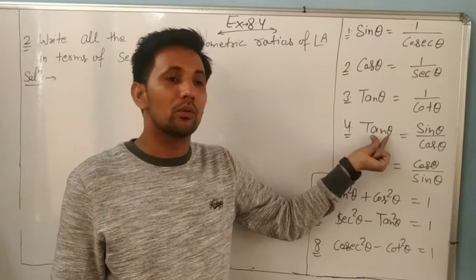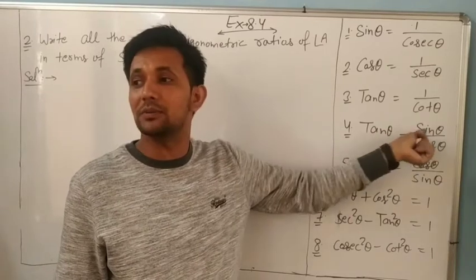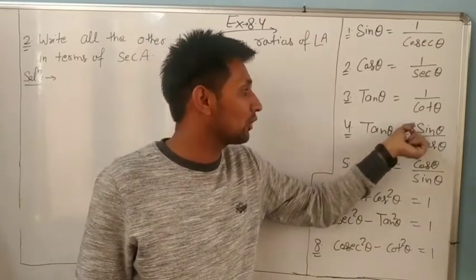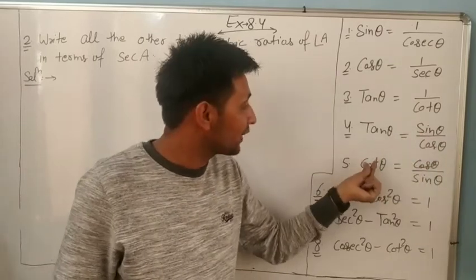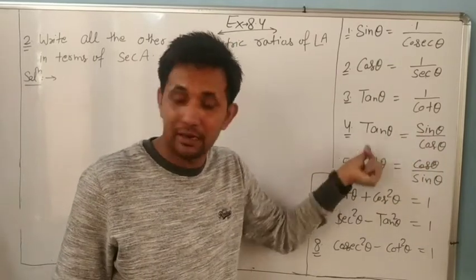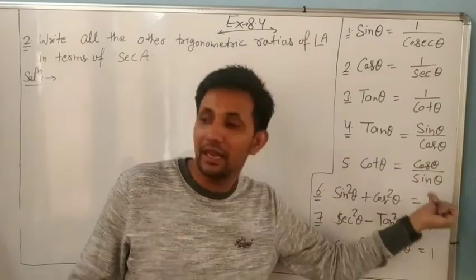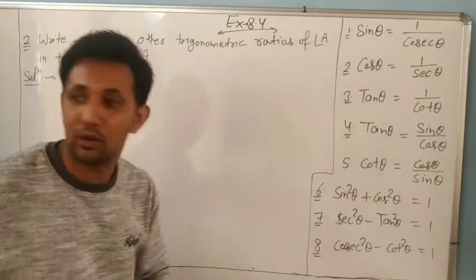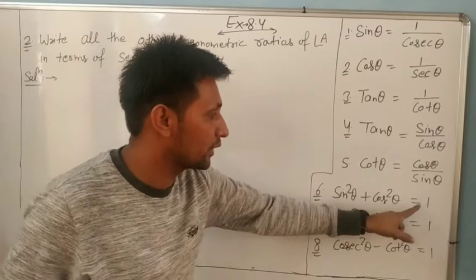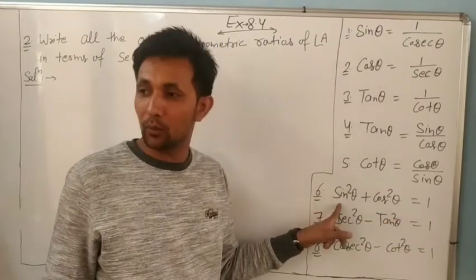If I ask you what is tan theta in form of sin and cos, so tan theta equal to sin by cos. And cot is always opposite of tan, so it is cos by sin. And these three formulas dear. Sin square theta plus cos square theta equal to 1. Yesterday we proved it also.